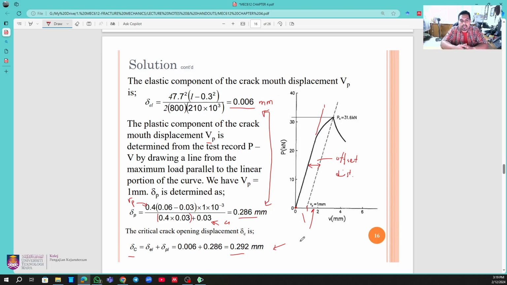So we want to have the delta critical. I hope that you understand the concept of CTOD from the experiment: how we can convert the data from the experiment, from the load versus crack mouth opening displacement, into the full calculation of the experimental works. So it seems that we have completed the task here in terms of the CTOD.